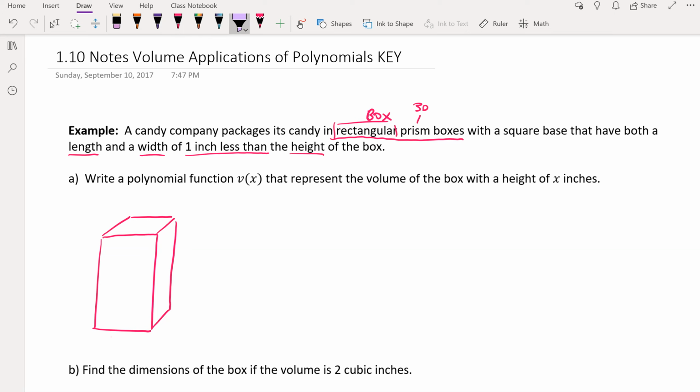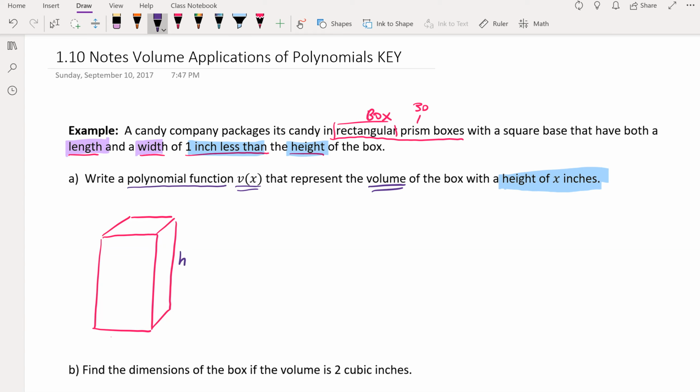Now let's label the length and the width. Here it says length and width are 1 inch less than the height. We don't know what the height is, but let's read part A before we label our box, and it's going to tell us something about the height. Part A wants us to write a polynomial function, call it V of x, that represents the volume of the box with a height of x inches. So we know our height is x inches, and we can label it on our box.